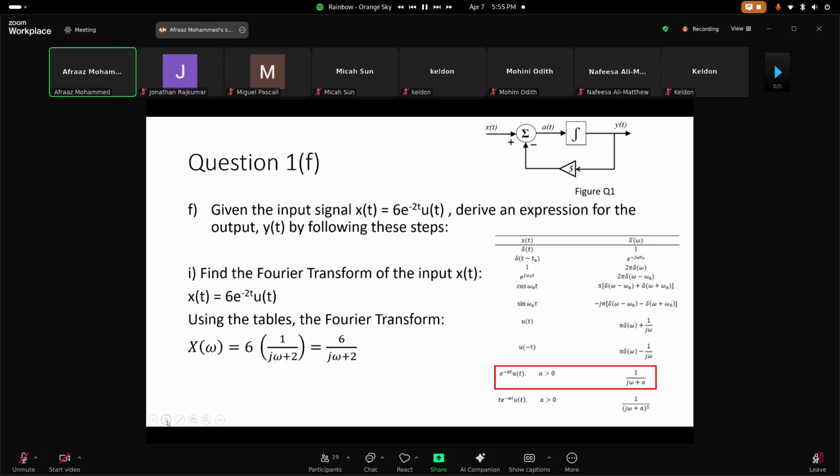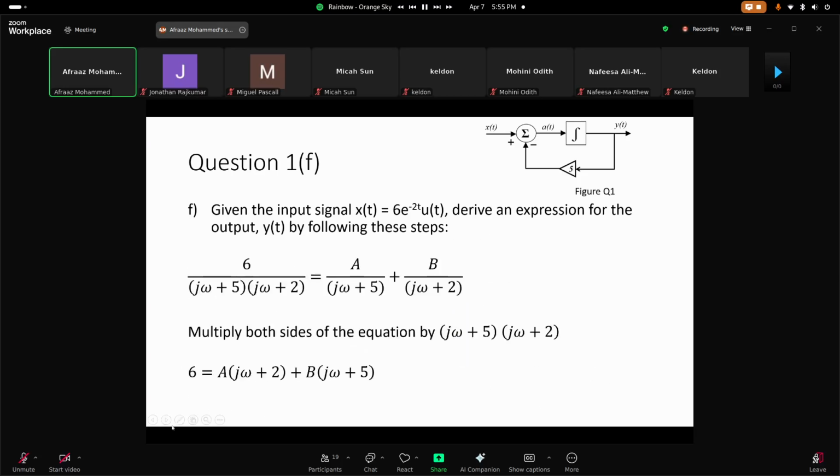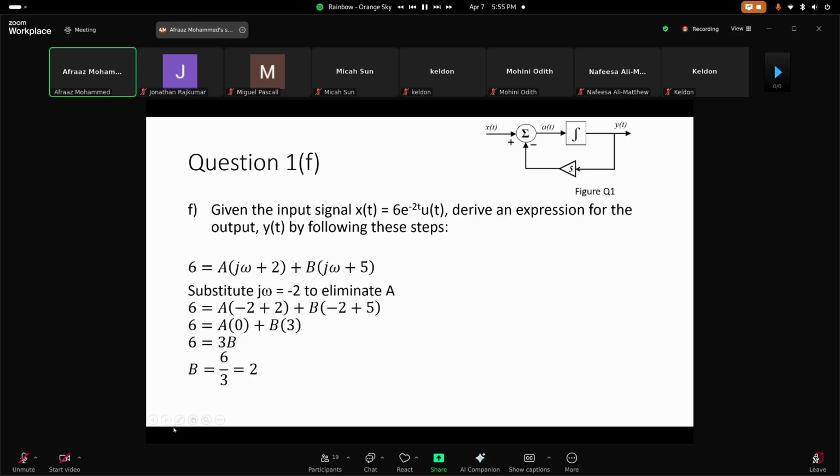Any questions on the Fourier? If you have any doubts, just let me know. All right, so that is the Fourier series.